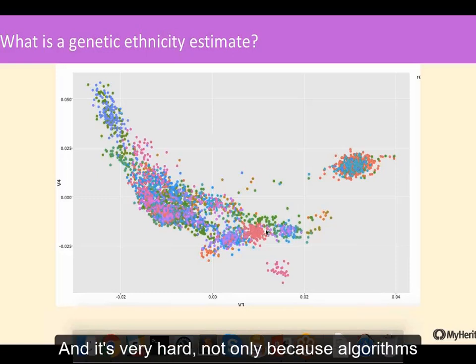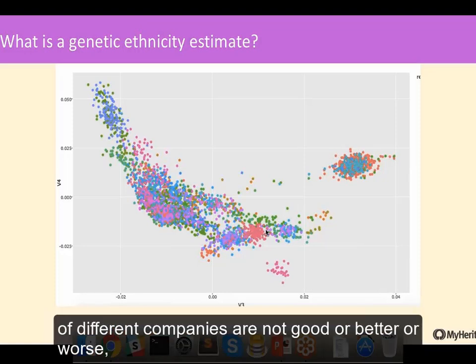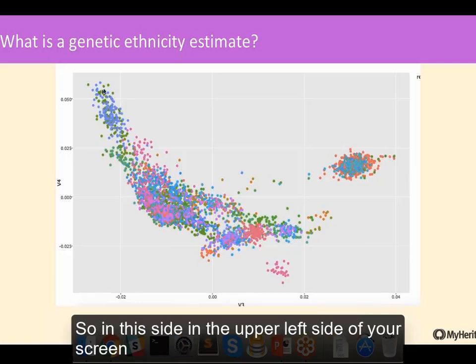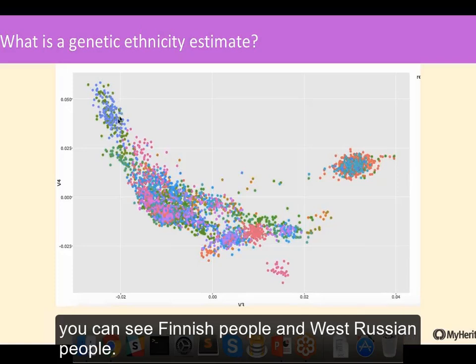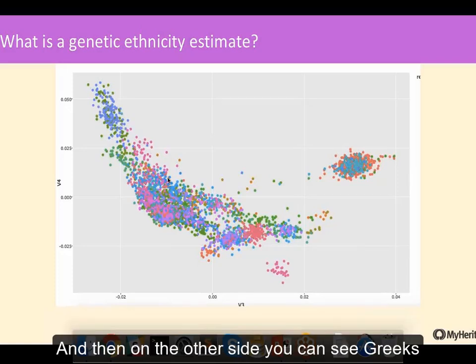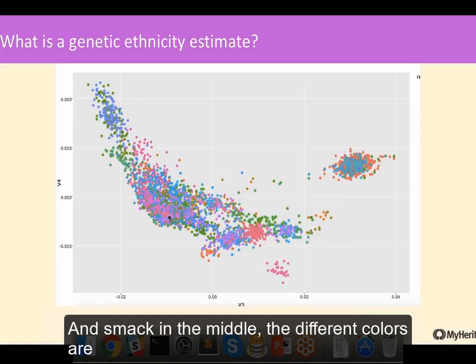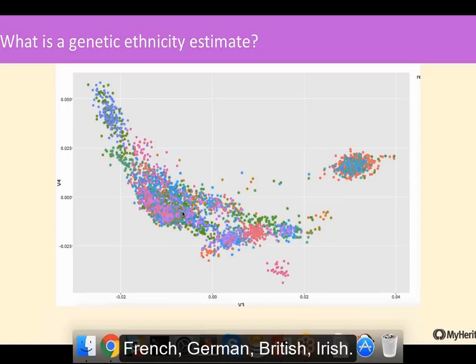And it's very hard, not only because algorithms of different companies are better or worse, but because biology made it that we're all pretty much the same. So on the upper left side of your screen, you can see Finnish people and West Russian people. And then on the other side, you can see Greeks and Italians, and here these are Sardinians. And smack in the middle, the different colors are French, German, British, Irish.